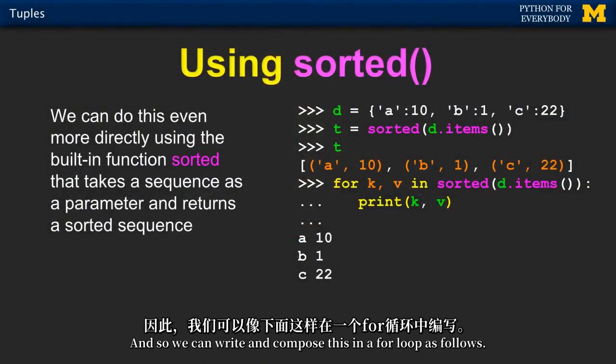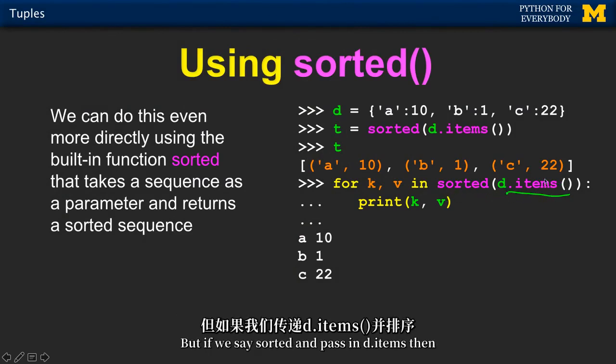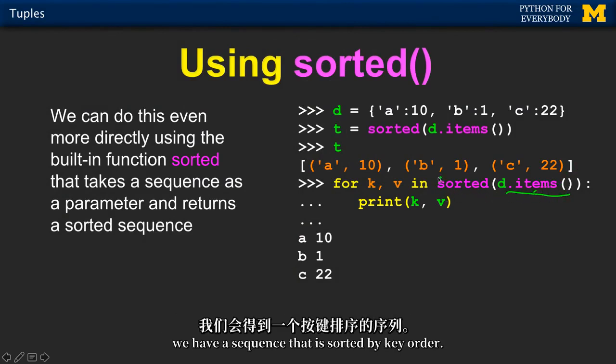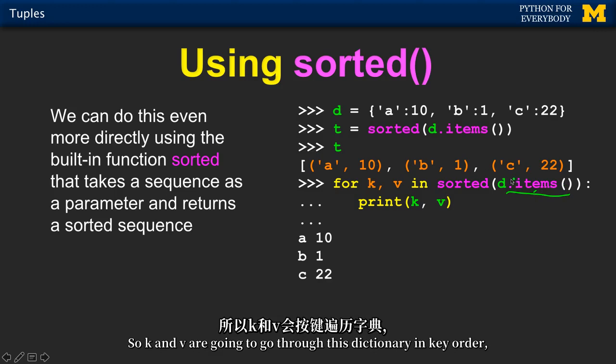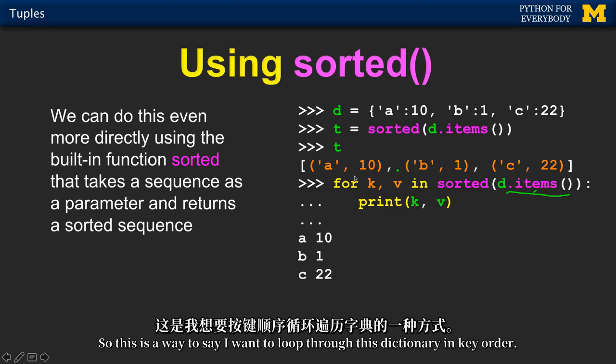And so we can write and compose this in a for loop as follows. So d.items would give us the items sort of unsorted, but if we say sorted and pass in d.items, then we have a sequence that is sorted by key order. And so k and v are going to go through this dictionary in key order, not value order, key order. So this is a way to say, I want to loop through this dictionary in key order.